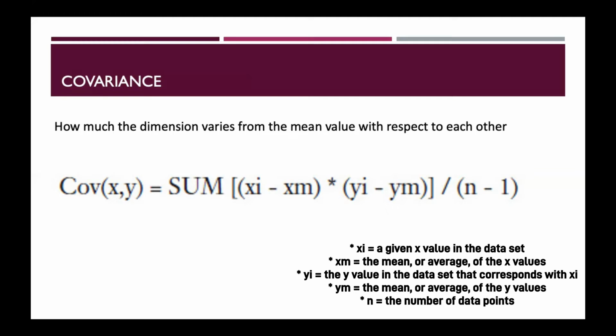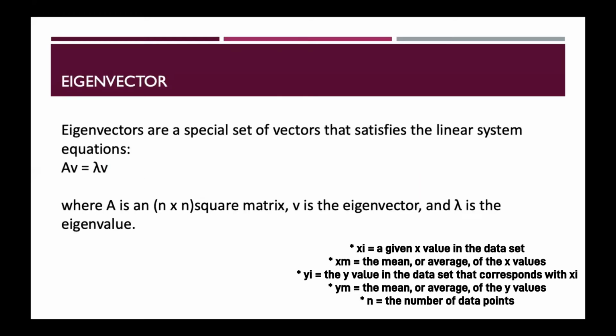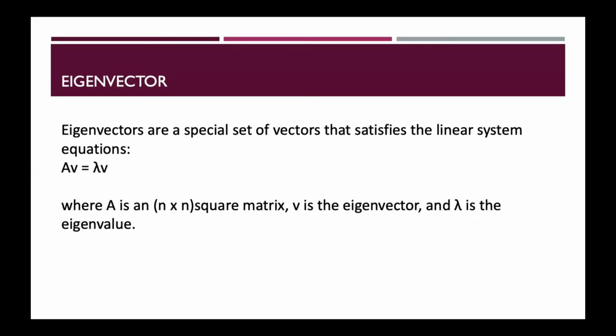So the reason we perform this covariance is that it's very important to understand the covariance of a data set. That will be helpful in the later stage of the principal component exercise. Now, the next very important statistical measure is the eigenvector, because eigenvectors are a set of vectors that satisfy the linear system equation. Here, we are measuring the linear combination of different columns or variables, right?